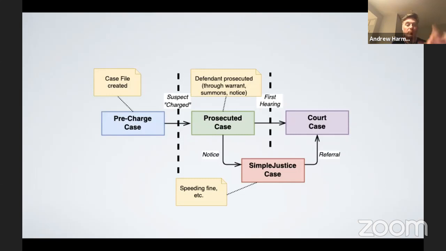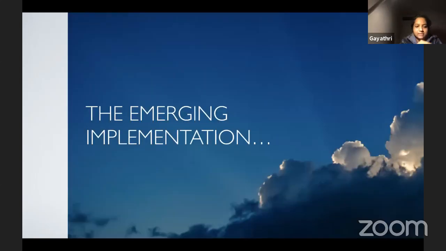And so we look back and we could see this here, and like I said, you could still see all of the explicit boundaries that we'd identified in our code and that we thought would need to be there in the real world were very much in the real world. So we could see a pre-charge case would create a case file. When a suspect was charged, it would turn into a prosecuted case. When that prosecuted case had its first hearing in a court, then it would move to be a court case. And if a simple justice case needed to go to court, it would be referred. So all of these things existed in the real world. I think we can skip through the slides.